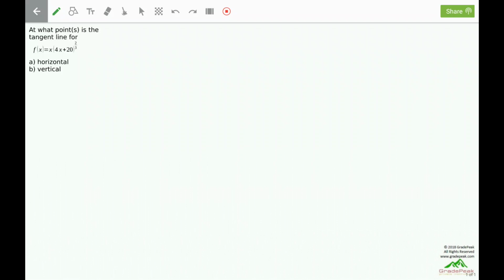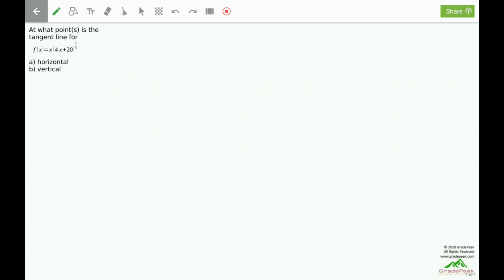At what point or points is the tangent line for f of x equals x times (4x plus 20) to the 2/3 A, horizontal, B, vertical? A horizontal line has a slope of 0. A vertical line has a slope of 0 in the denominator. The slope of the tangent line is the derivative.